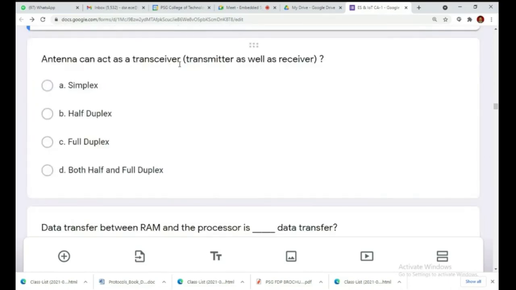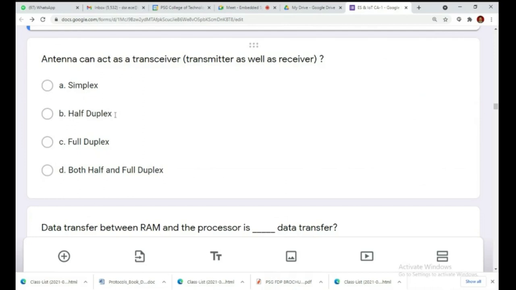Antenna can act as a transceiver, transmitter as well as receiver. So the antennas are used as a simplex device, or half duplex device, or full duplex device, or both half duplex and full duplex. Okay, that is the question. The question itself has the answer: transceiver. At an instant it can act as a transmitter or receiver. So all the antennas act as half duplex devices. As we all know, most of you are wireless and communication engineers, so all are half duplex.